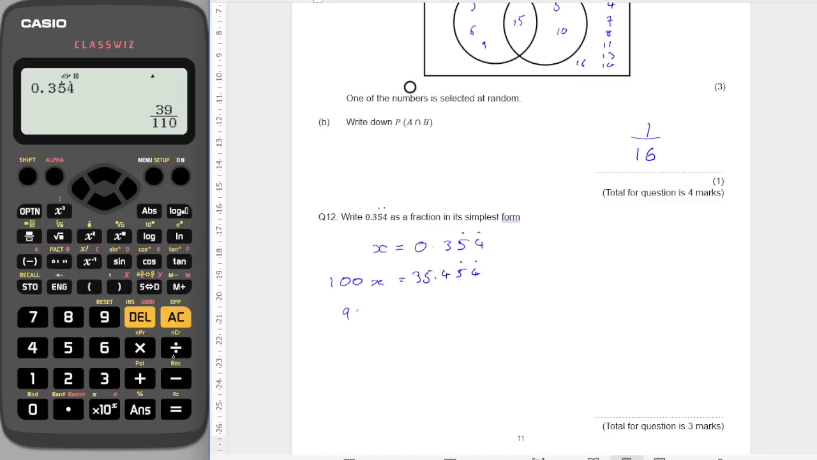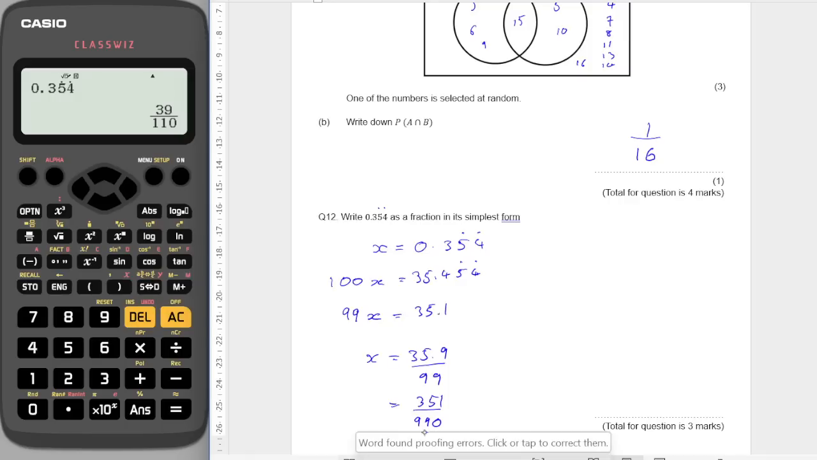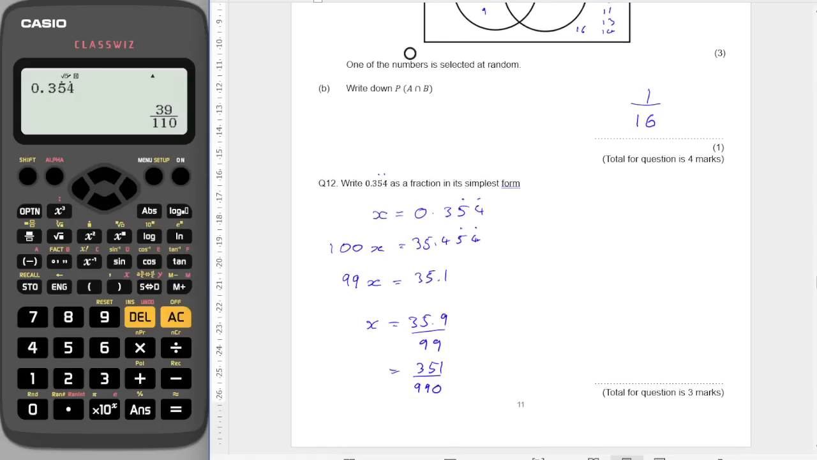So then I would do 99x, the larger take away the smaller, so that's going to be 351. So x is going to be equal to 351 divided by 99. My calculator will simplify this for me, but alternatively I can say 351 over 990. They both actually have 9s in common, so 351 divided by 9 would be 39, and 990 divided by 9 would be 110, which is the fraction that we've just shown it is anyway.